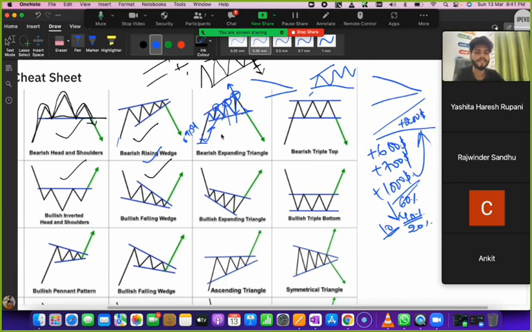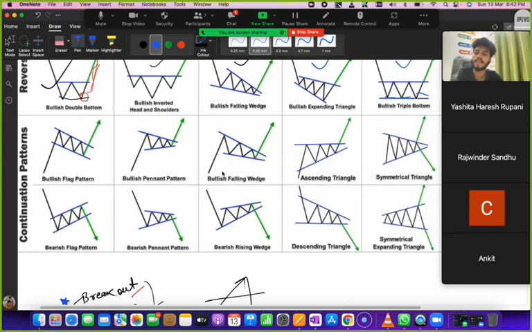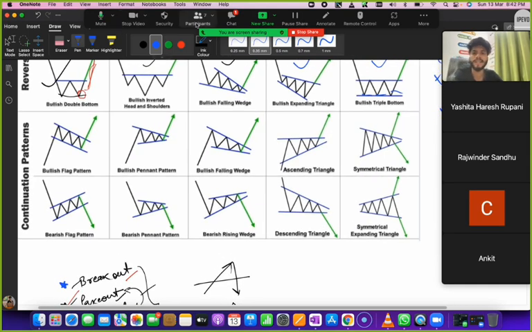So the scenario is, if a bearish expanding triangle is forming, we have a bullish expanding triangle, right? If a bearish triple top is forming, we have a bullish triple top. So whatever happens in a bull market, it happens in a bear market. Just keep this in mind. I will share the screenshot of these patterns, just go through it. Okay, similarly we have channels.